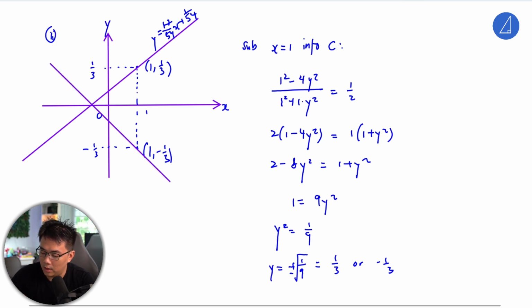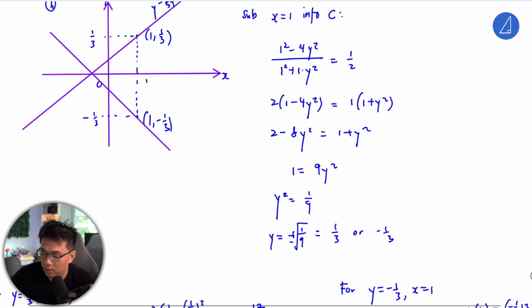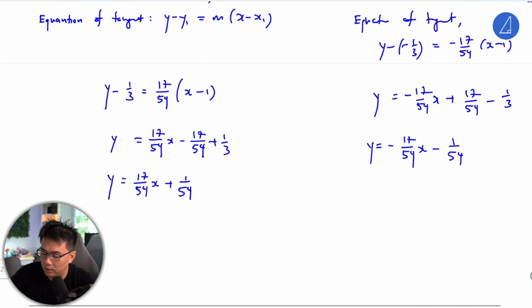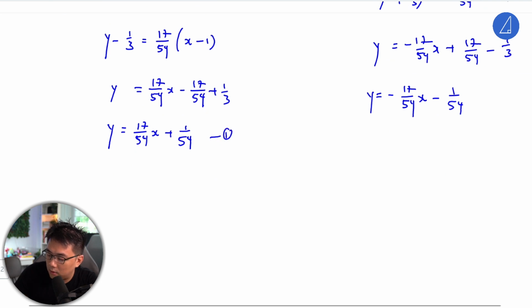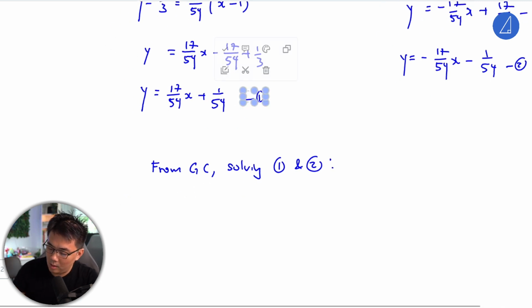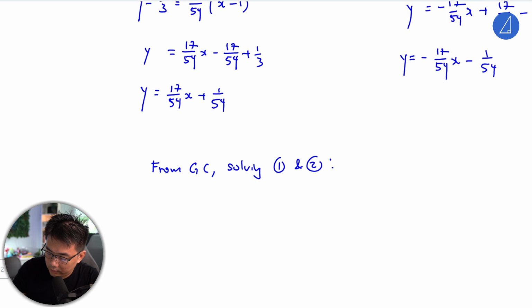Okay. So anyway, we're just going to solve, because they want both of them, the tangents, to meet at point N. Find the exact coordinates of N. Okay, great. So what we do is we just use simultaneous equations from GC, solving 1 and 2. I think you'll be able to get the exact value there. Maybe I rearrange this into simultaneous first.